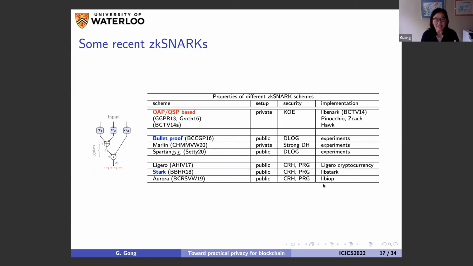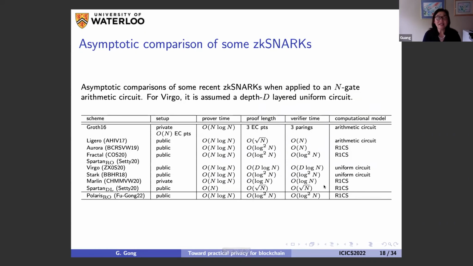So then we look at their asymptotic complexity. Okay, so Groth16 or GGPR, the setting will be the same. Then they need to have some number of elliptic curve points, which will be linear in the size of the circuit, which is n. And the proof time is always n log n. And the proof length is very simple, 3 elliptic curve points. And the verifier also computes 3 pairings.